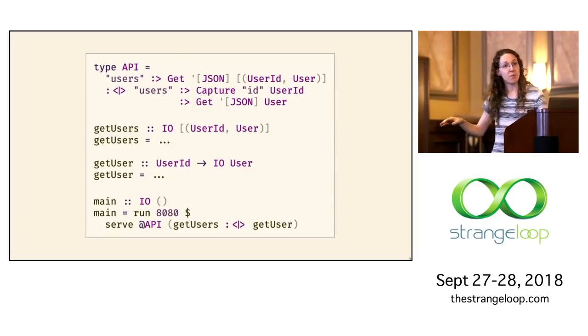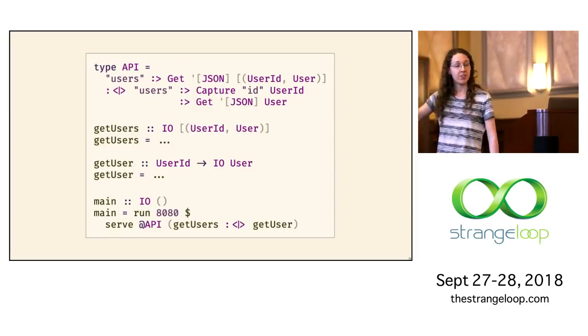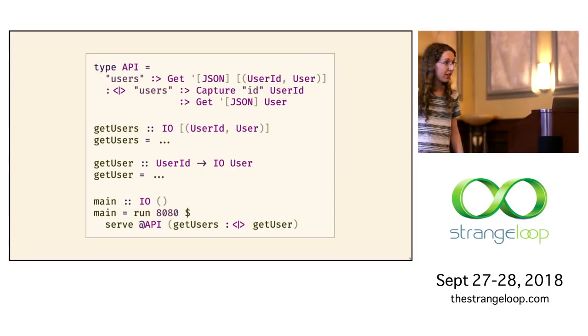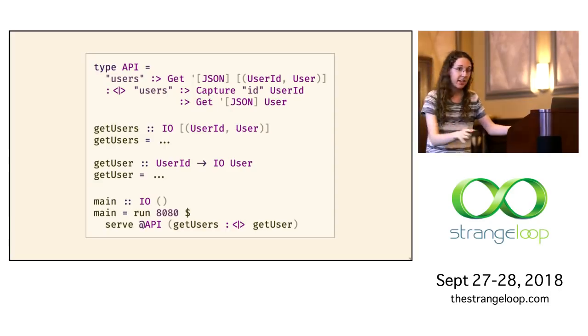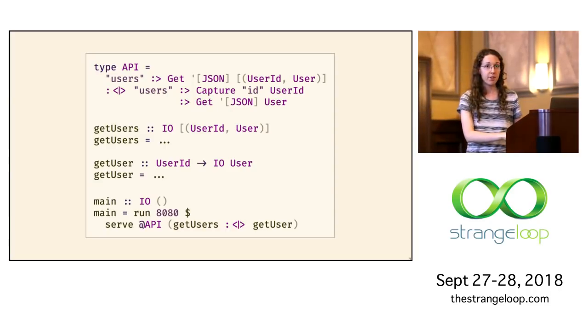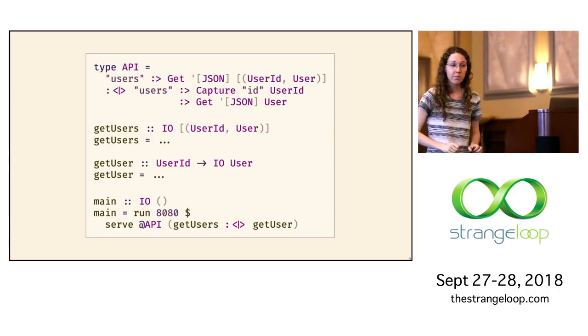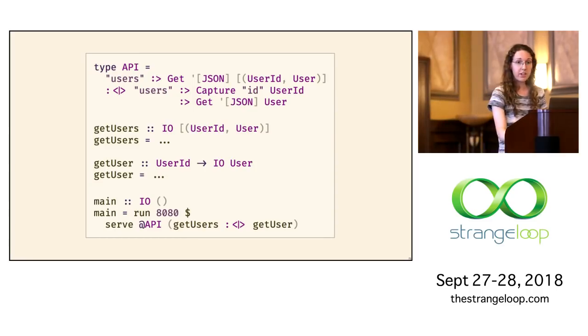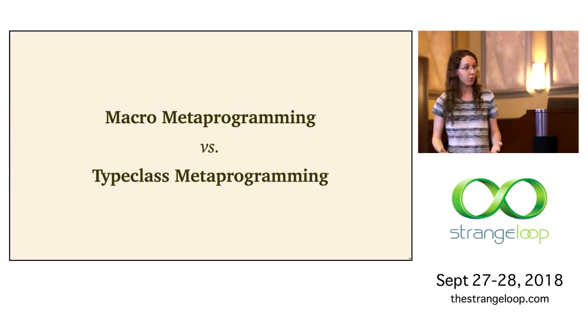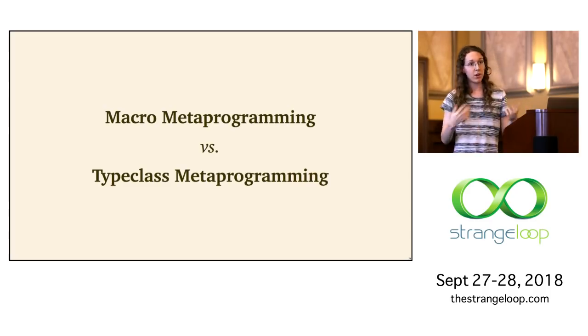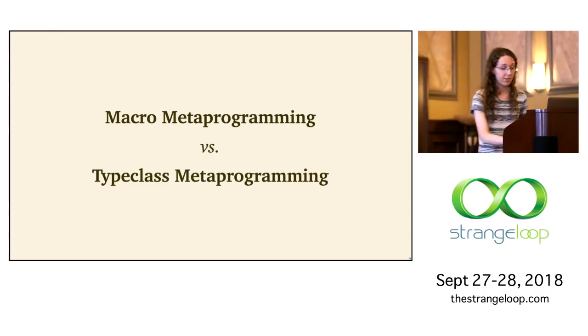So what's actually happening in this servant example is that there's a bunch of really horrible, hairy type class machinery that is picking apart this complicated type and translating it into expressions. And that's what's actually generating the server. So in that sense, there's sort of a similarity here between macro metaprogramming and type class metaprogramming. So what's the difference? Why would I want both in the same language? How does one maybe do things that the other one cannot?